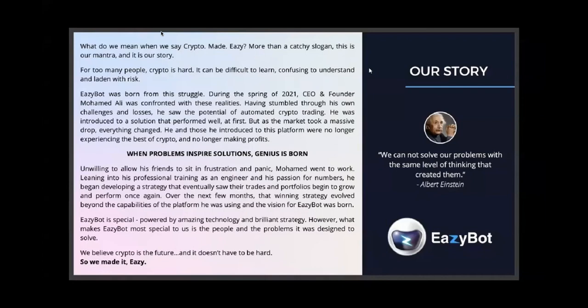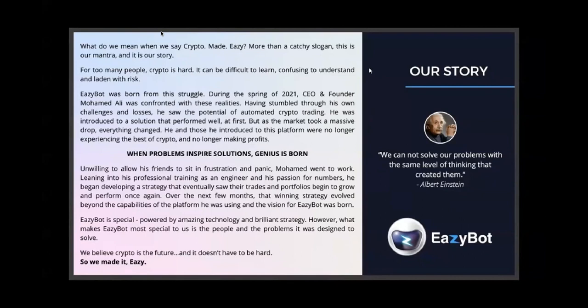And so Muhammad was unwilling to allow his friends to sit in frustration and panic. He went to work. He leaned into his professional training as an engineer and his passion for numbers. And he began developing a strategy that eventually saw the trades that he and his friends had in their portfolios begin to grow and perform again. And over the next few months, that strategy evolved beyond the capabilities of the platform that they were using. And so the vision for EazyBot was born.